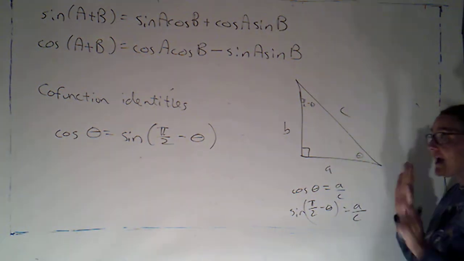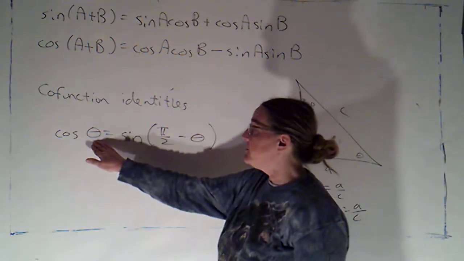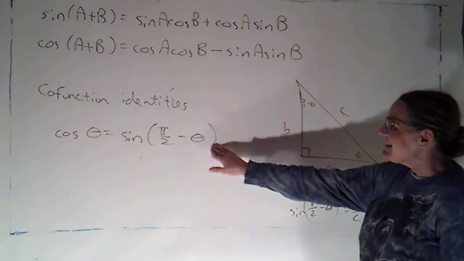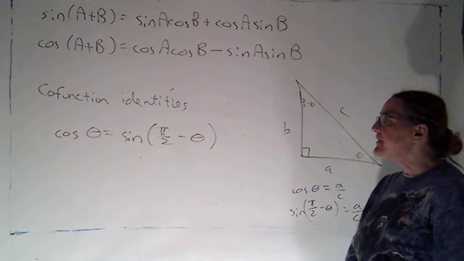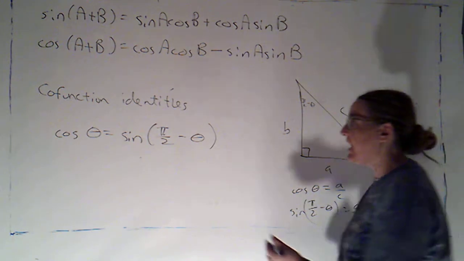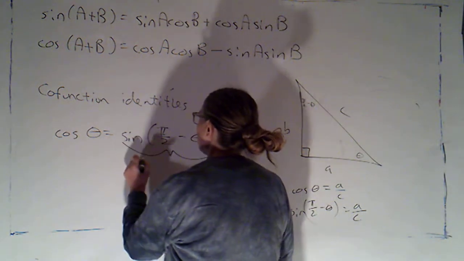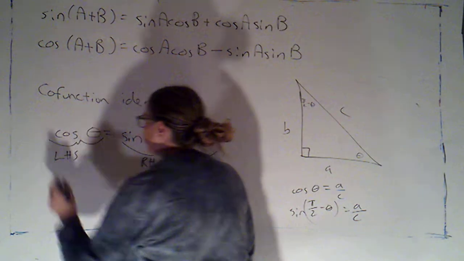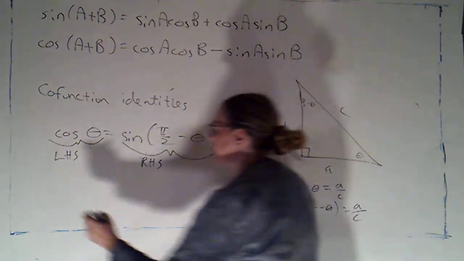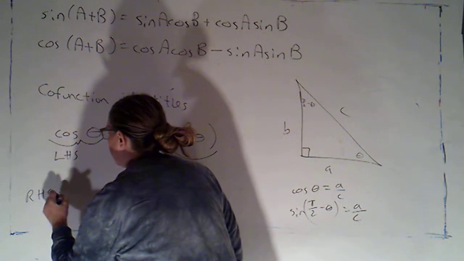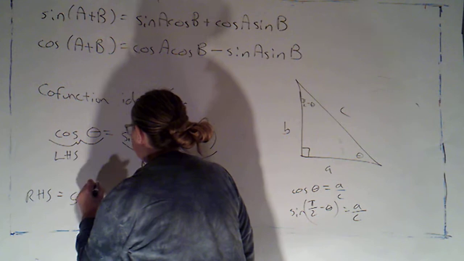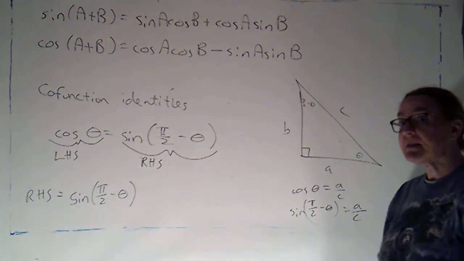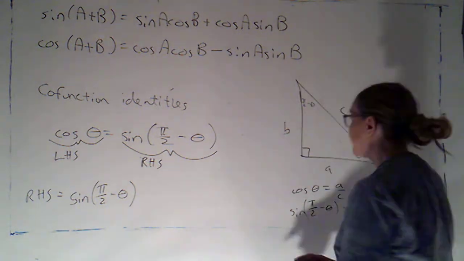Now what's neat is I know that that's true if theta is an acute angle by just using my right triangle trigonometry. I can now use the difference formula to prove that this is true all the time. If I take a look at the right-hand side, because the left-hand side is as simple as it's going to get, that's sine of pi over 2 minus theta. So now I'm just going to use the difference formula for sine.